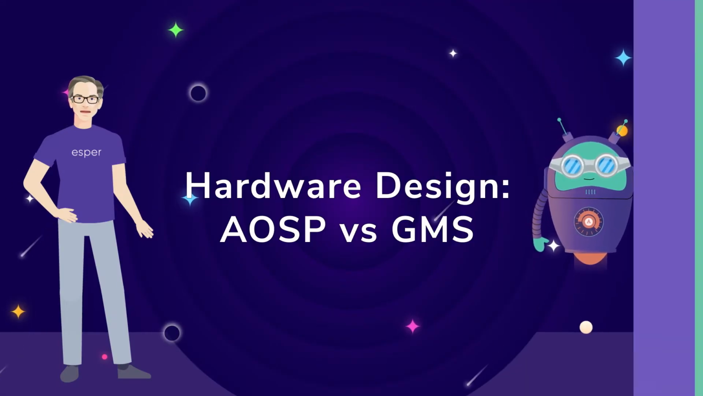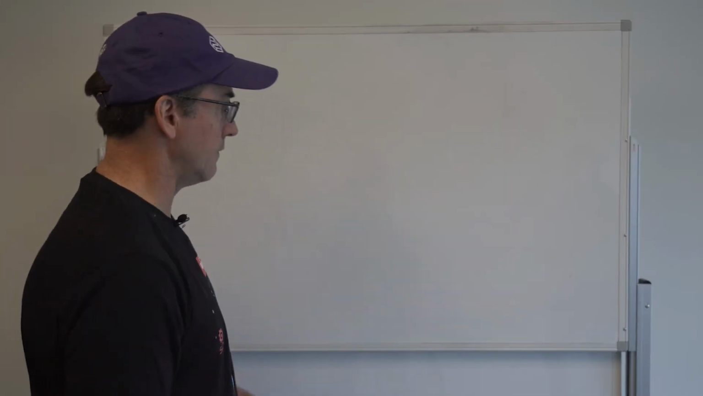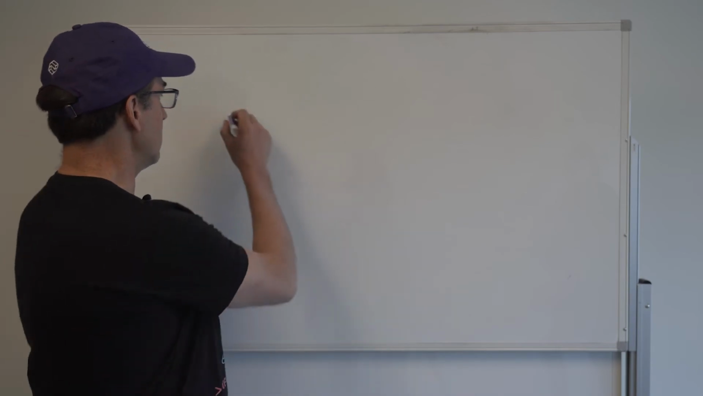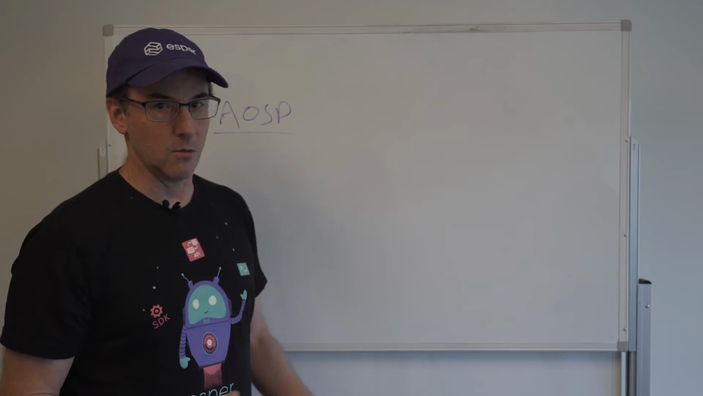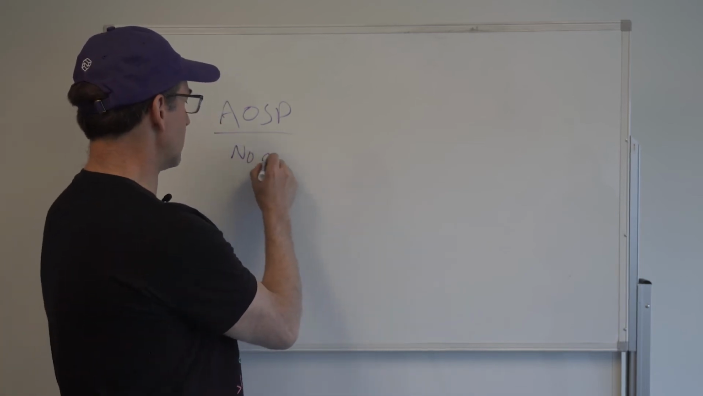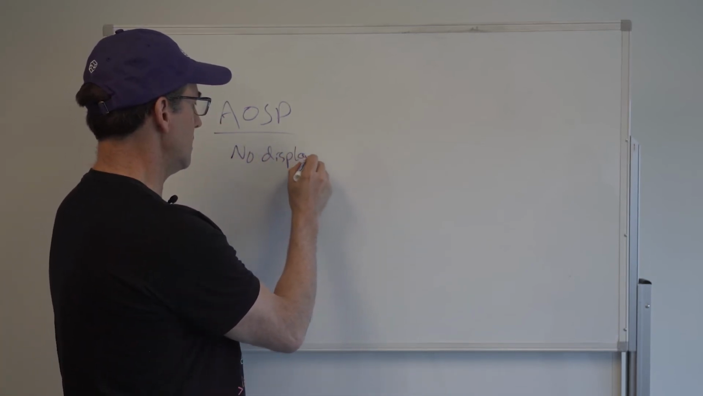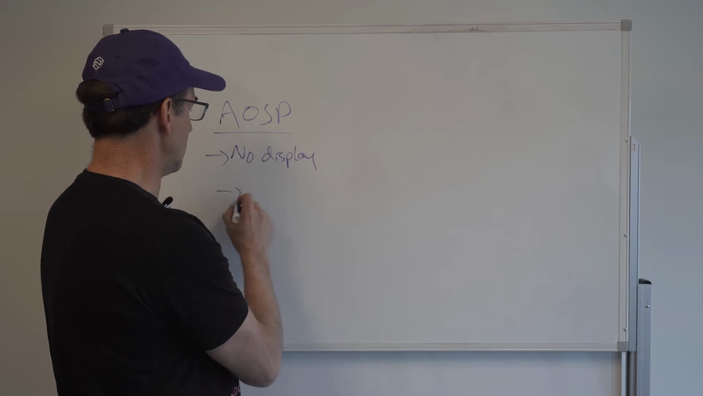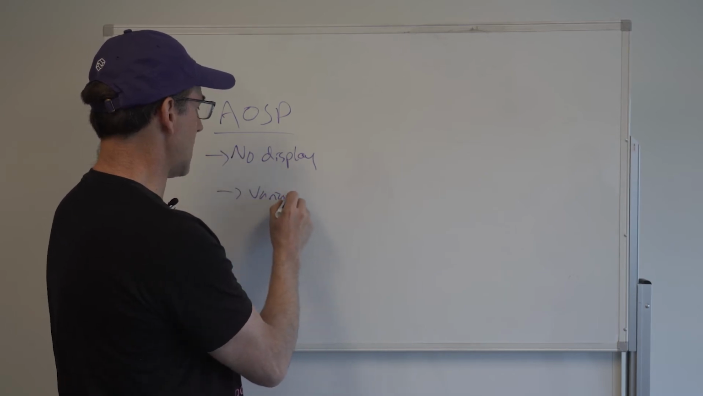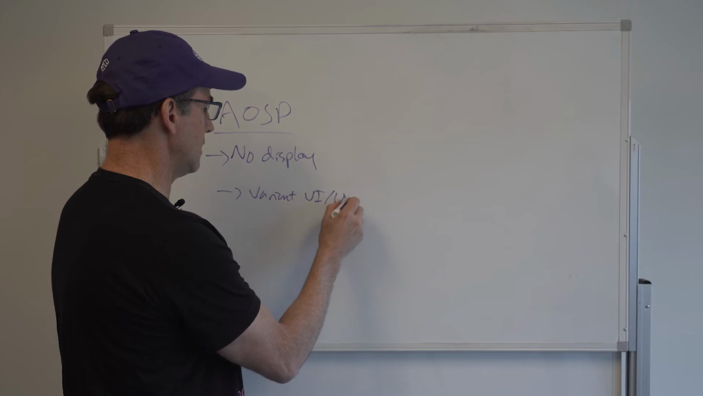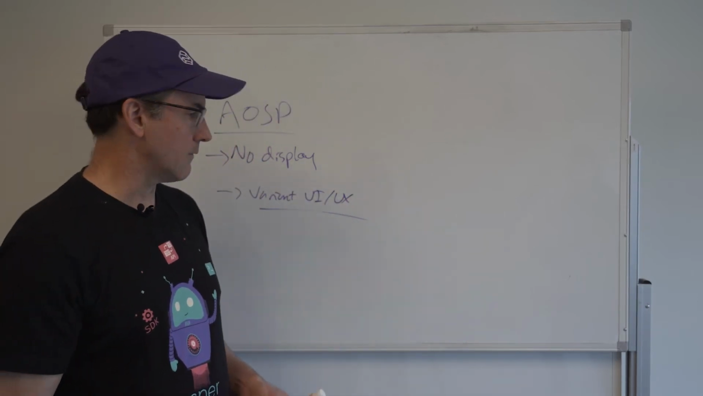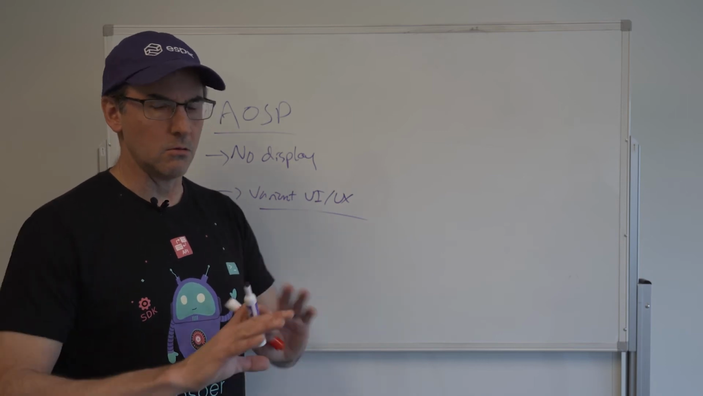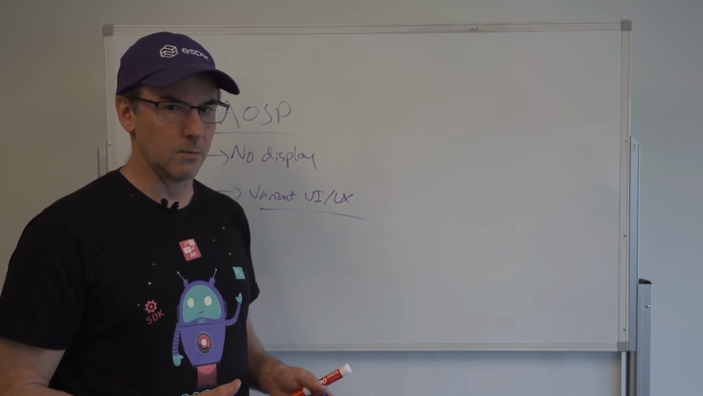So next we're going to go into hardware design around AOSP versus GMS. As earlier discussed, with AOSP, you have the freedom to build whatever you want. No display, like I showed you with the SD7, basically using variant UIs, UXs. You can put whatever kind of buttons you want on it, whatever kind of screen that you want on it. You're not constricted in any way, shape, or form.